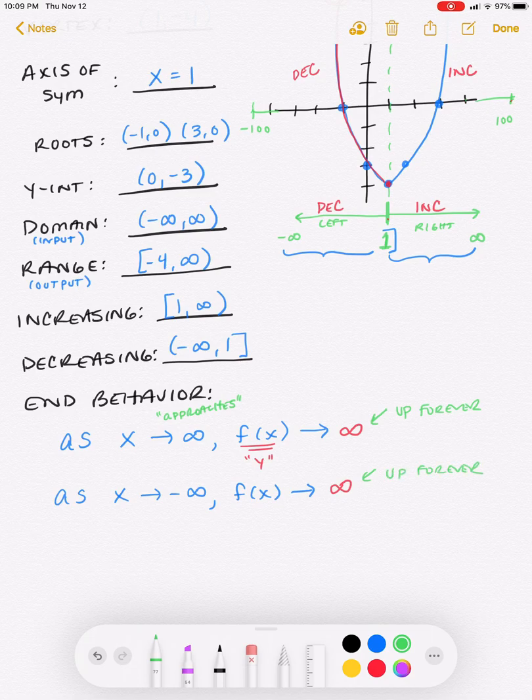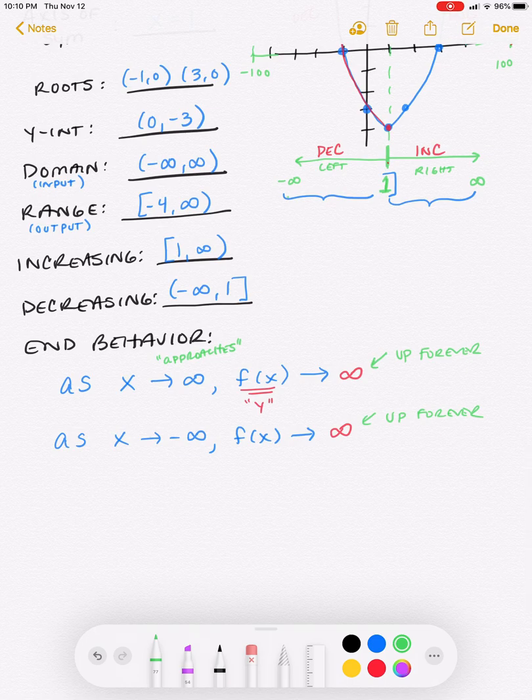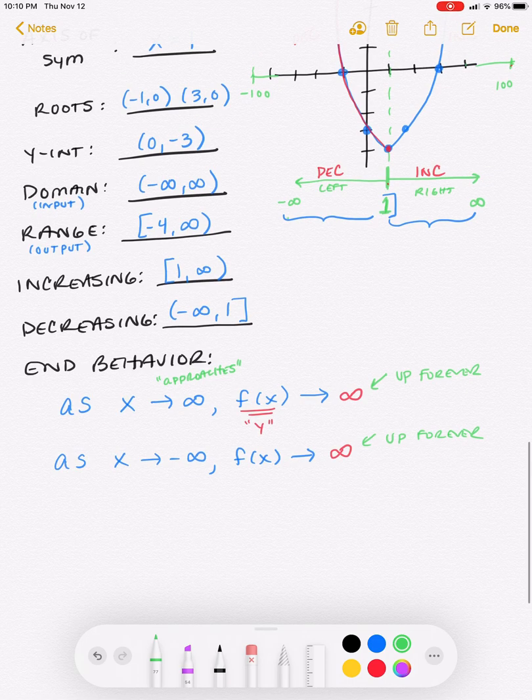Now, what makes end behavior a little bit easier with the parabola is the parabola is either going to both go up forever, or if it opens down, they'll both go down forever. So it's going to stay pretty simple. End behavior is one of those things, honestly, that we're going to keep talking about with every function, and that'll get a little bit easier as we go.